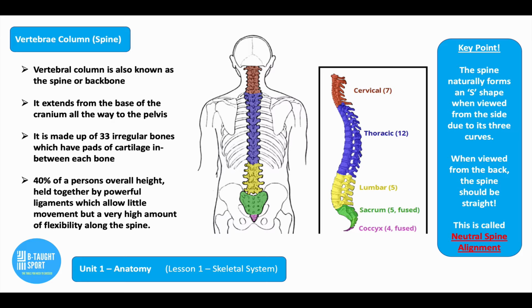So it should be neutral spine alignment, which basically means side view should have 3 curves in total, like an S shape. When viewed from the back, it should be nice and straight.